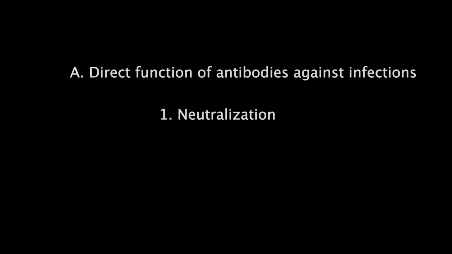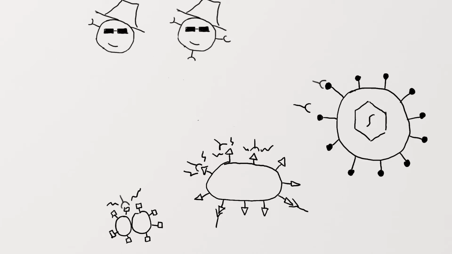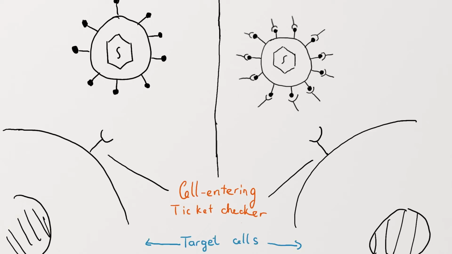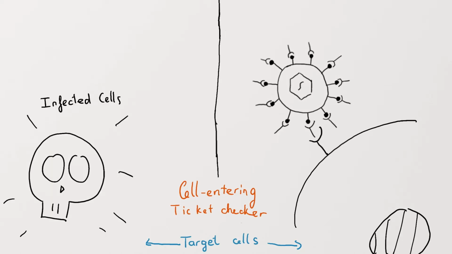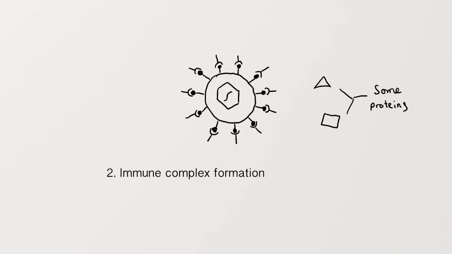The first direct function is neutralization. They're floating around seeking suitable bacteria and viruses with that target antigen and bind to them. Talking about infection, if a bacterium or virus wants to invade a cell or stick to the cell surface, it needs to present a specific antigen, the ticket, for the receptor, the ticket checker, of that cell. But if the antigen is already bound to an antibody, it can't interact with the receptor and the virus can't enter the cell.